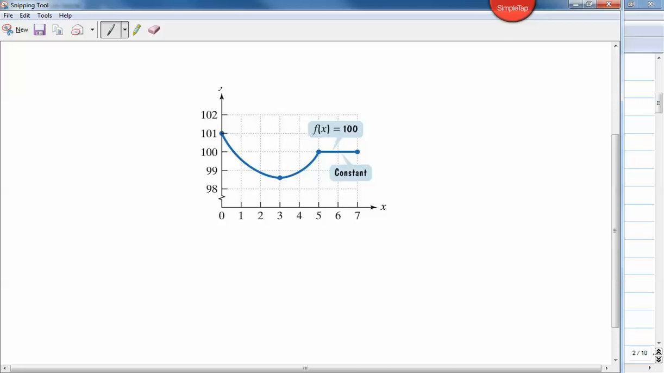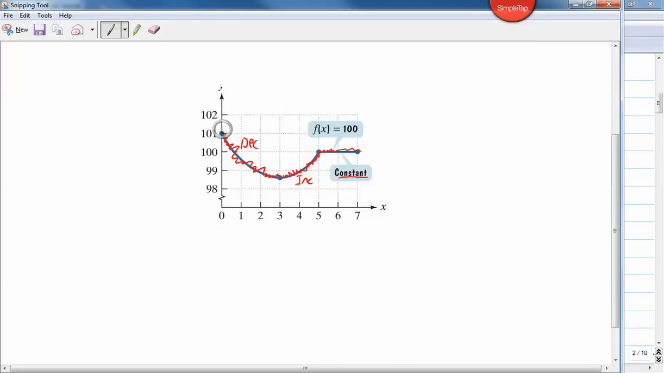So usually graphs are read left to right. Alright, so if we started over here on the left side, this graph is going down, down, down, down, and so it's decreasing here, here, here, here, and then I get to some point down here, and then the graph starts increasing, increasing, increasing, increasing. So we were decreasing here, we were increasing here, and then we get to a point and this graph stays the same. So that's constant.